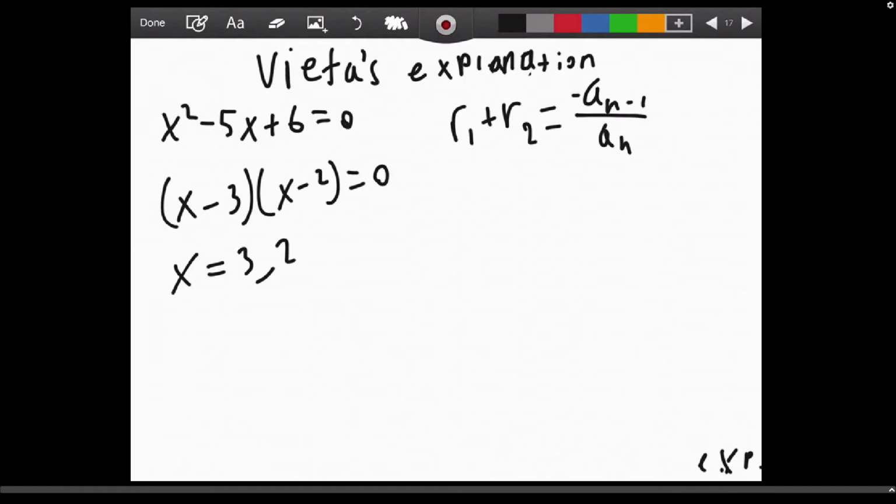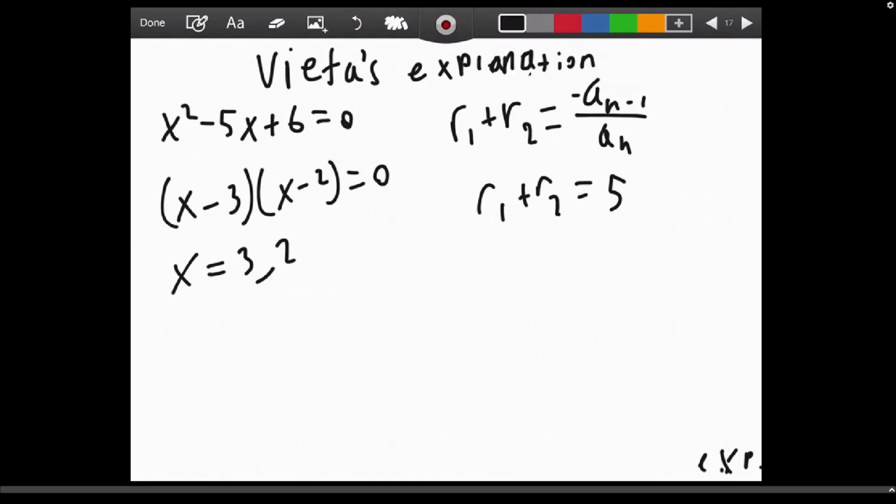So a of n is just 1, and that would mean that a of n minus 1 is negative 5 right here. So we're going to take the negative of negative 5, which is of course just 5, and we're going to divide it by a of n, which is of course 1. 5 over 1 is just 5, so root 1 plus root 2 is equal to 5. Well, these are our roots, 3 and 2. 3 plus 2 does equal 5, so it works. That's what Vieta's theorem says.